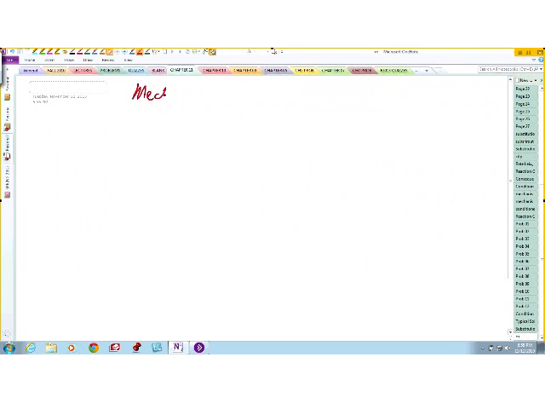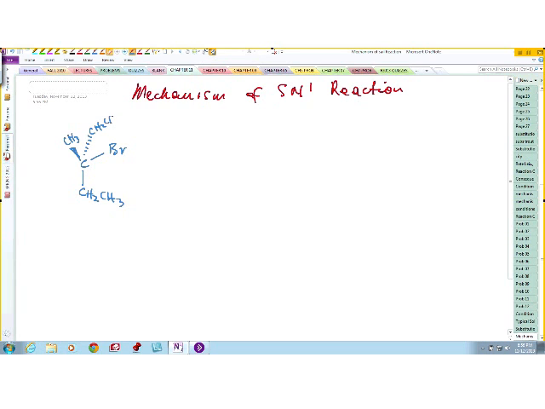Okay. Mechanism of SN1 reaction. Once again, let us start with this molecule here. Let us start with the molecule S-3-bromo-3-methylhexane.